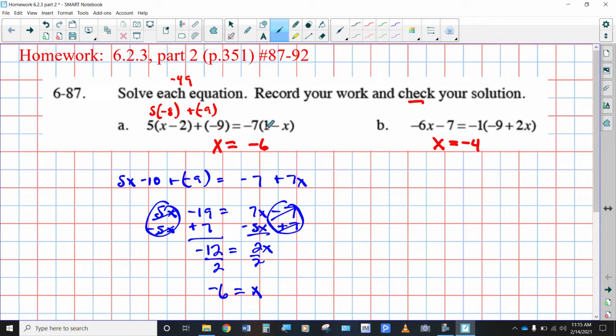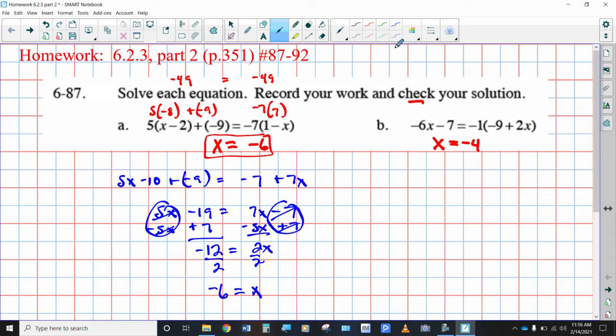On this side, you're going to have negative 6 minus, no, you're not. 1 minus a negative 6 is the same as 1 plus a positive 6. That becomes 7. And 7 times negative 7 is also equal to negative 49. That checks out. Our answer is negative 6.